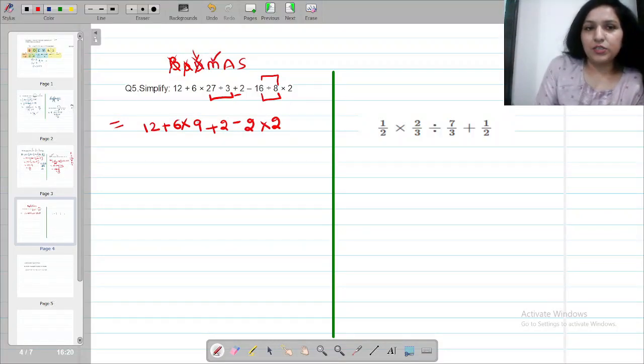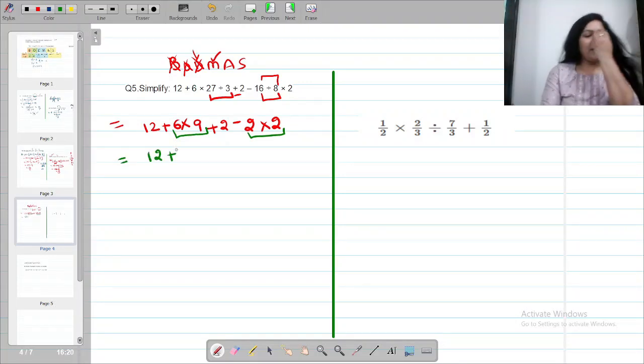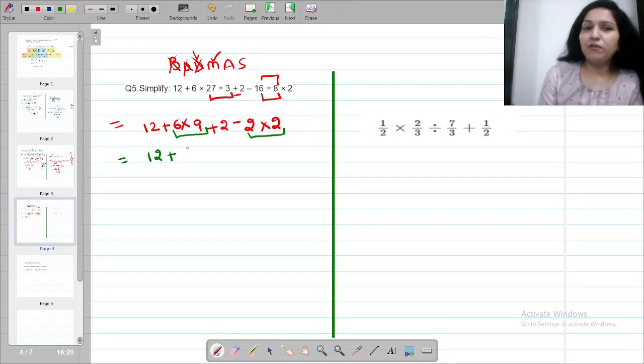Next is multiplication. Let's see which numbers have a multiplication sign in between them. Here it is multiplication. Here it is multiplication. All the other things will remain the same. Do not calculate anything in between. So start with 12 plus. How much is 9 into 6? It is 54. That's correct. 54 plus 2 minus what has to be subtracted? 2 multiplied by 2, which is 4.